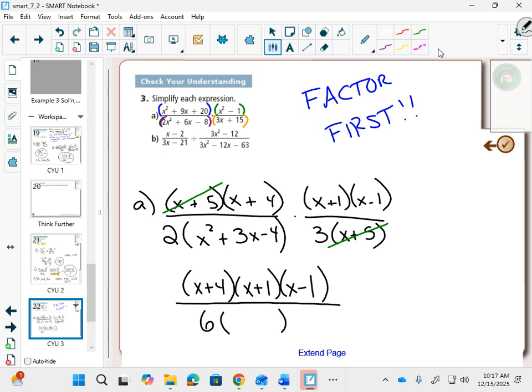And now I'm going to try to factor this. It's x and x. It's going to be plus 4 and minus 1. Double check it. Outside and inside make 3. Yes. And now, oh, look at this. Very nice. More things cancel out.